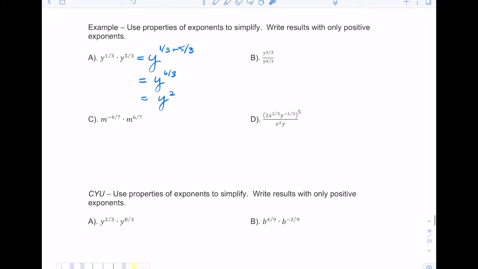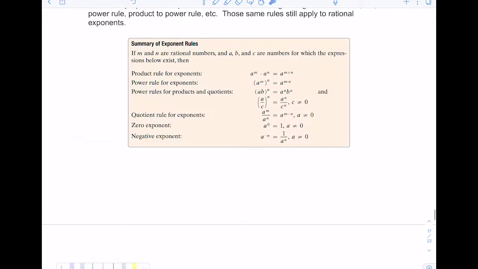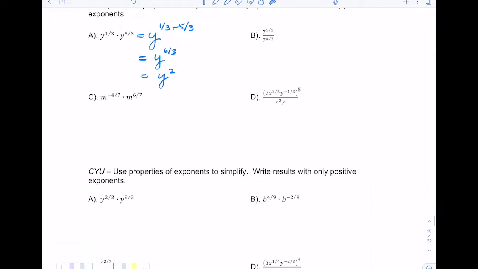If you take a look at letter B, I am dividing now 7 to the 1/3 divided by 7 to the 4/3. So which rule would I be looking at? Okay, and that would be the quotient rule for exponents. When you divide like bases, you subtract the exponents. So here, this really simplifies to 7 to the 1/3 minus 4/3. And again, you have the same denominators, so we could just subtract the numerators.